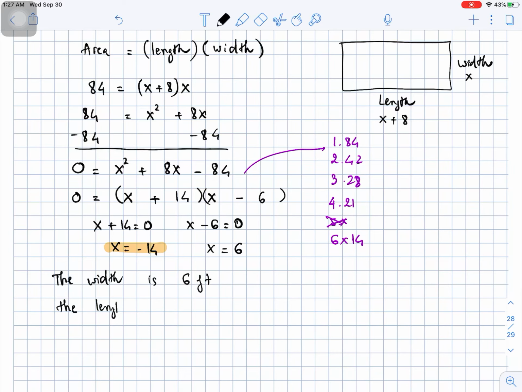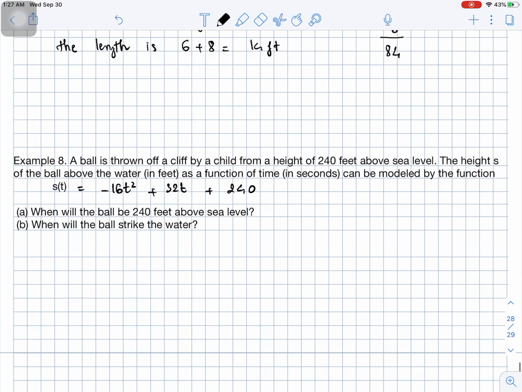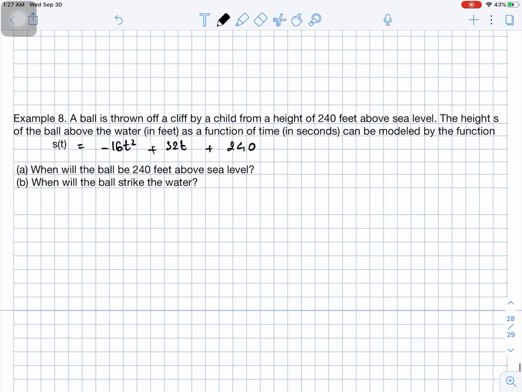So we answer the question. The width is 6 feet, and the length is 8 feet more, so 6 plus 8 is 14 feet. We can check the problem by multiplying the length and the width together. We get the answer 84, that is the area of the rectangle.